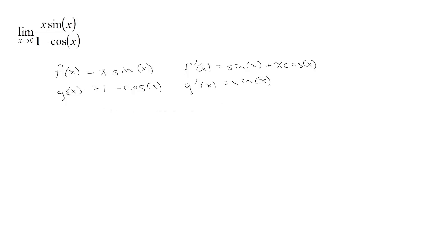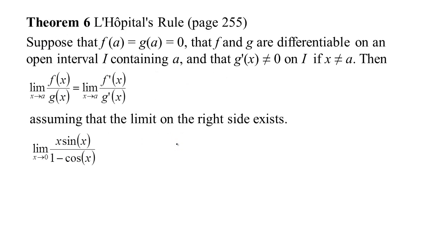Of course, the derivative of 1 is 0, and the derivative of the negative cosine is the positive sine. But here's the problem. We're approaching 0, and f prime at 0 is the sine of 0 plus 0 times the cosine of 0. That's going to be 0. And g prime at 0 is also 0. So we try to trade this in for f prime of 0 over g prime of 0, and it doesn't work. We need something a little bit stronger. And it turns out you can prove a slightly stronger form of L'Hopital's rule if you use Cauchy's mean value theorem.